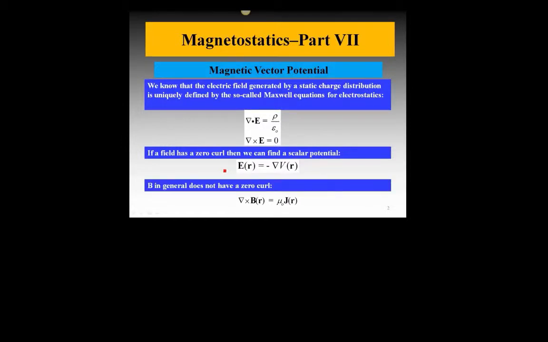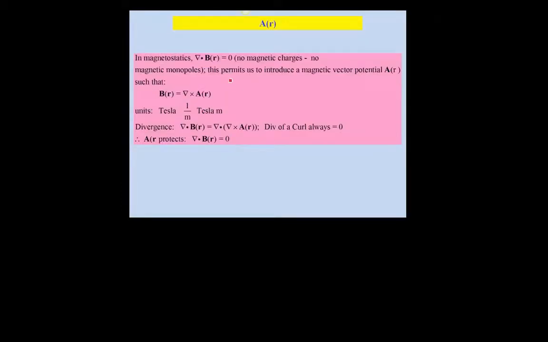In terms of the magnetic field, we don't have zero curl. So what that means is that we can't find a simple scalar function to obtain the B field. So in magnetostatics, we have this condition where the divergence of B equals 0. What that meant, you remember, is that there are no magnetic charges. Thus, there are no magnetic monopoles.